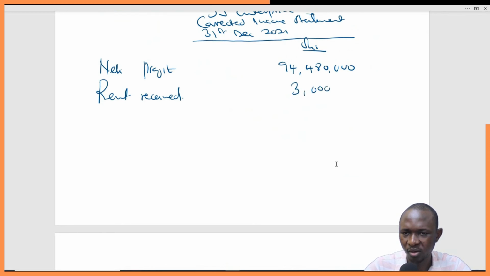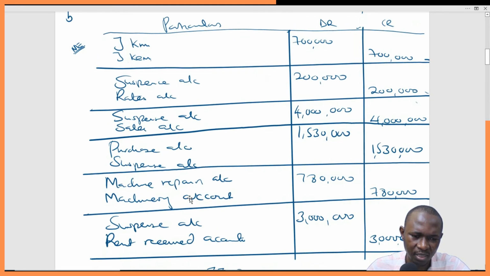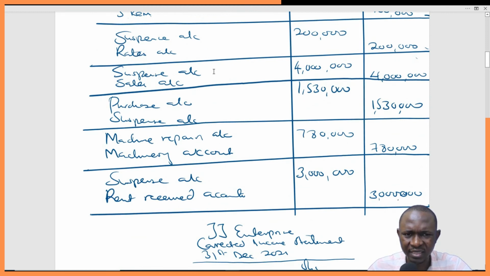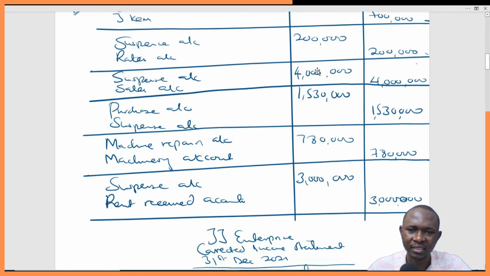This is 3 million. Let's just proceed. We add back rent received. Since we don't have any other receipt, we go to the expenses. Rates have reduced by 200,000. If there was an increase, it would reduce the net profit, but a decrease has the effect of adding to the net profit.